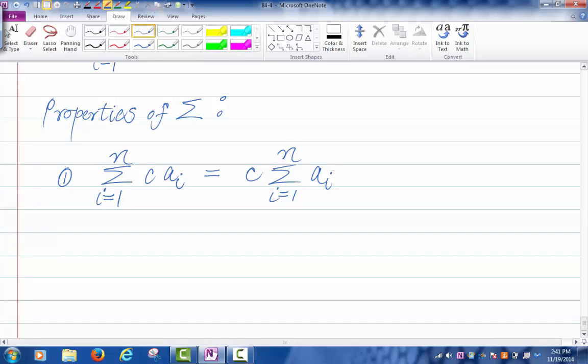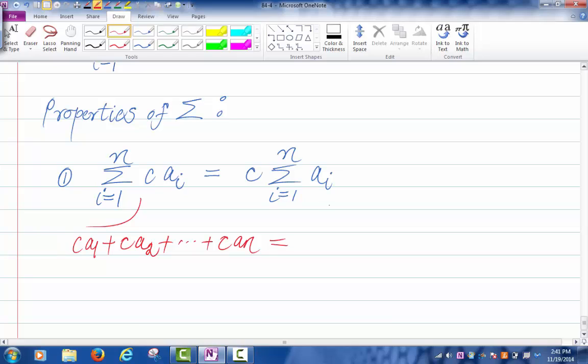On the left hand side, what is happening? Every summand has a factor of what? Every summand has a factor of C. So basically we are factoring that out, right? So notice that the left hand side is basically what? C times a_1 plus C times a_2 plus dot dot dot plus C times a_n, right? That's the left hand side.